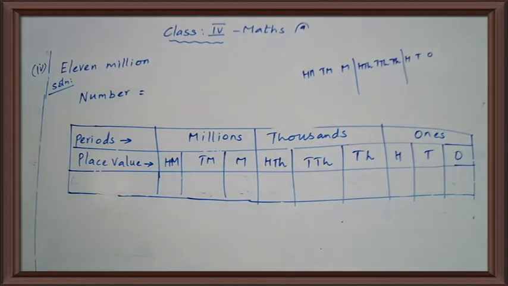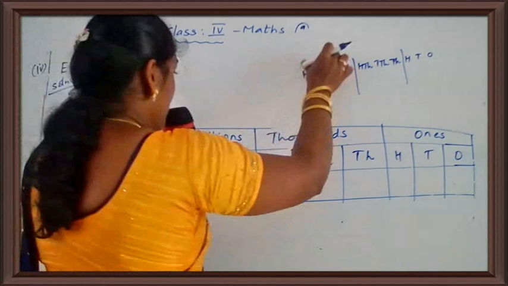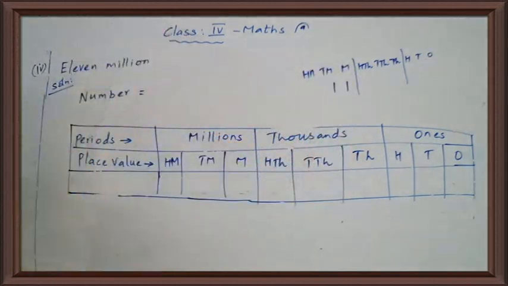Only 10 million and 1 million is given. That is 11. So in the millions period, how much? 11. Okay. Then after, no words. Yes. But a number is there. Why? The places which have the digit 0 in the number's name are not represented. Yes or no, children? Yes. So that's why here only 11 million is given.